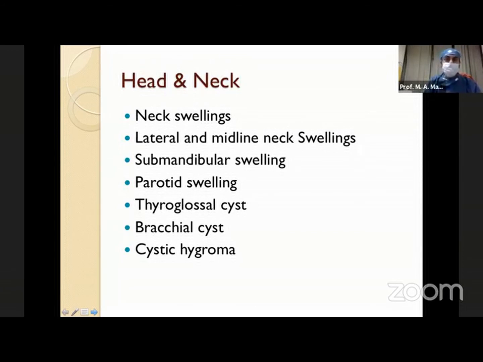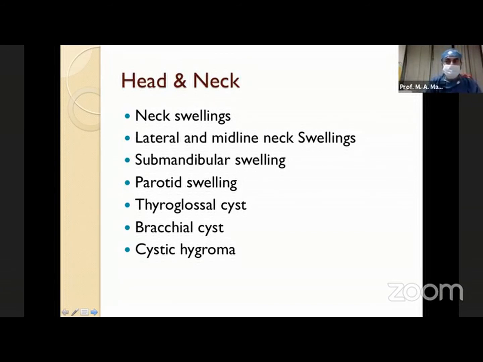Now, what investigations do you want to do for this neck swelling? I used to do an ultrasonogram of the thyroid gland to see the normal position of the thyroid gland. You can also see a cystic swelling. Treatment is the Sistrunk operation.